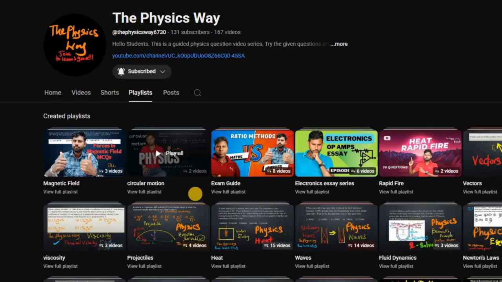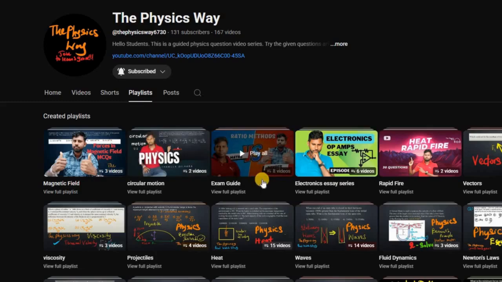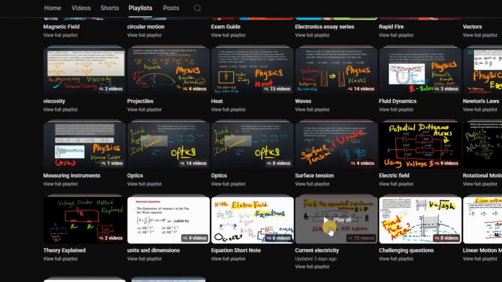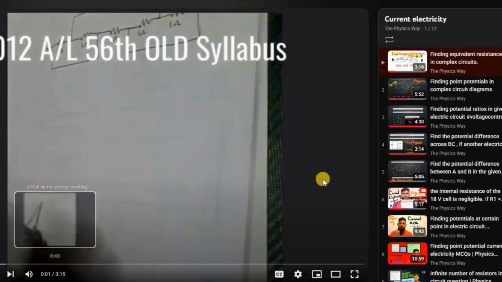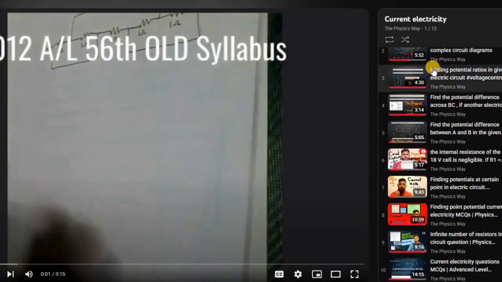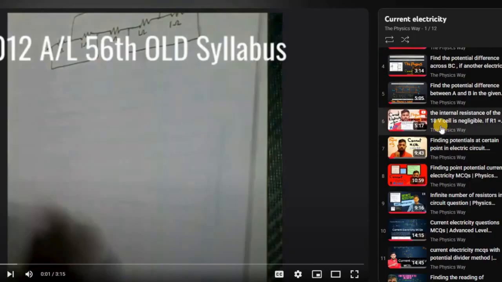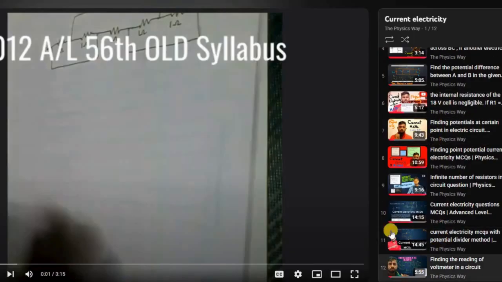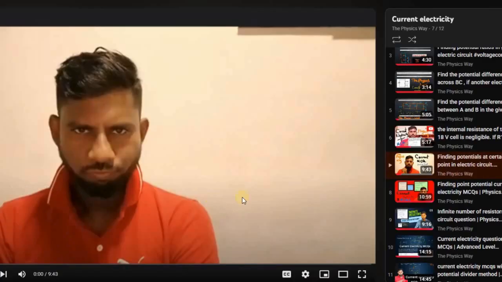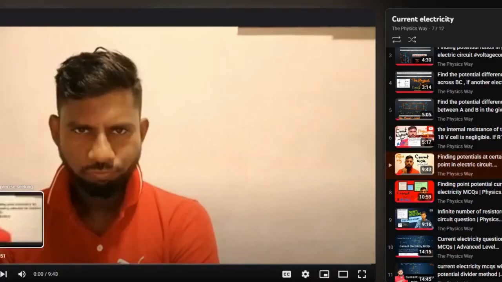Good luck. Students, there are plenty of questions given in the playlist, so why don't you go through the playlist and find questions from current electricity and try the questions. Here you can find there are many questions from current electricity actually. Finding equivalent resistance, finding point potentials, if you find it difficult to find point potentials and all that, internal resistance of cell. You can cover almost all the theories from the questions actually. Theory questions are not there, remember that. We have to learn it from the questions, remember that.